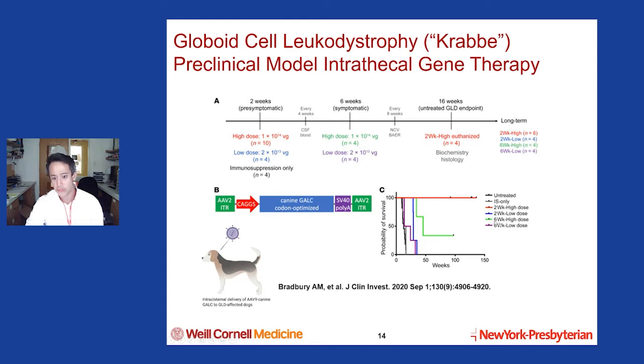Patients treated at 6 weeks old, which in the dog is symptomatic, so they have a survival advantage as well. But again, the goal is to treat patients as early as possible. There is newborn screening for Krabbe disease in my home state of New York, and those patients with high-risk infantile Krabbe disease are referred immediately for stem cell transplant. But this is the goal.